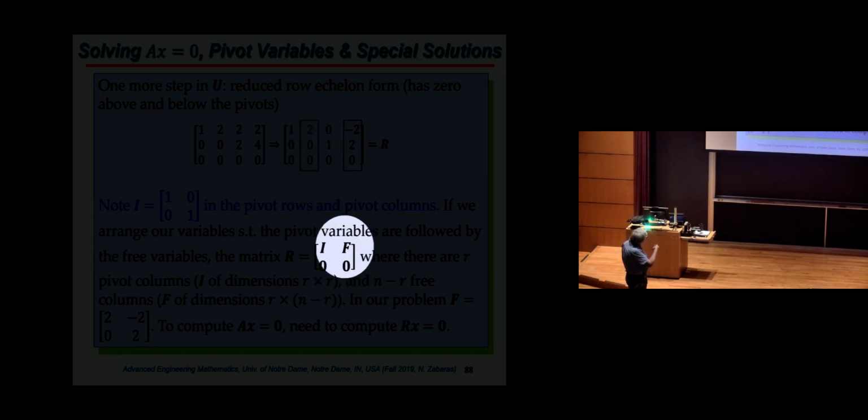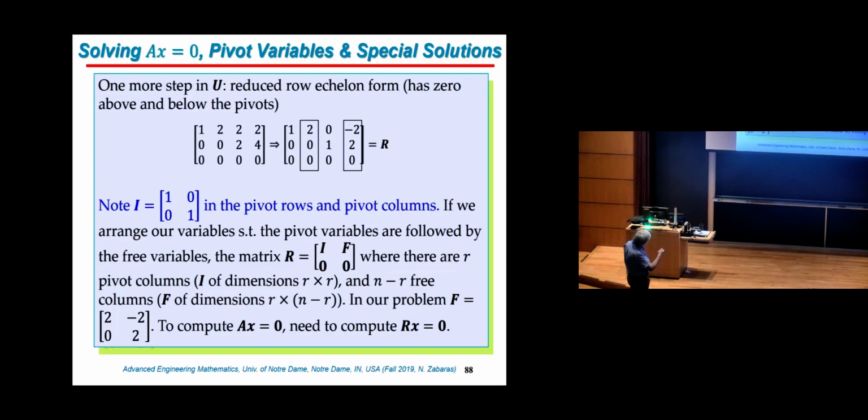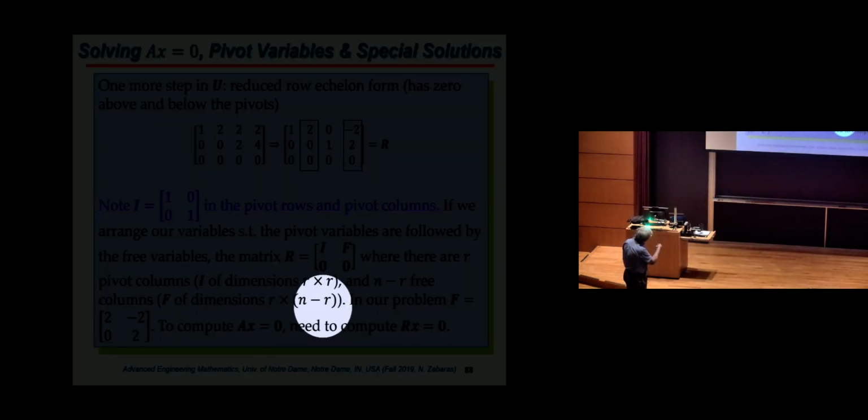So F is a matrix. In our case, it's 2 by 2 because I have R equal to 2, and I have 2 free variables. So in general, F is a matrix R times n minus R.